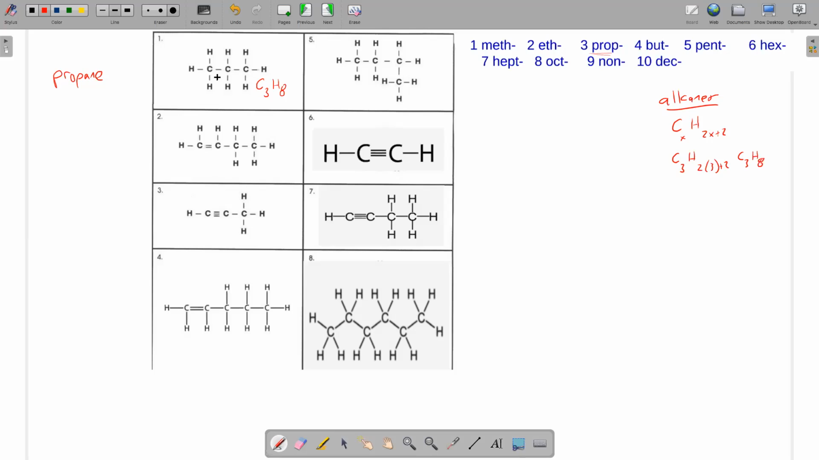But anyway, that one's pretty easy. Three-carbon chain, it's an alkane because they're all single bonds. It's called propane.